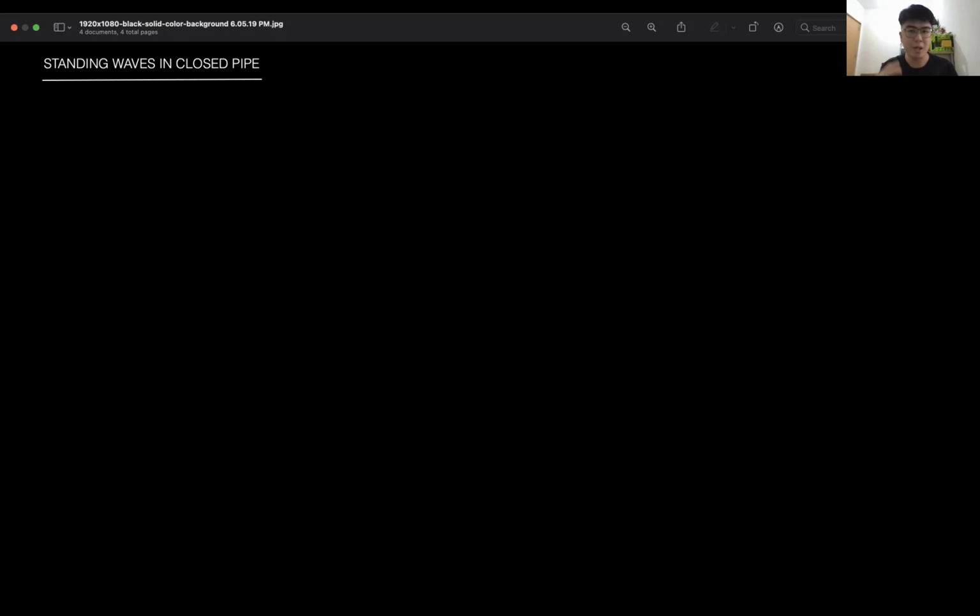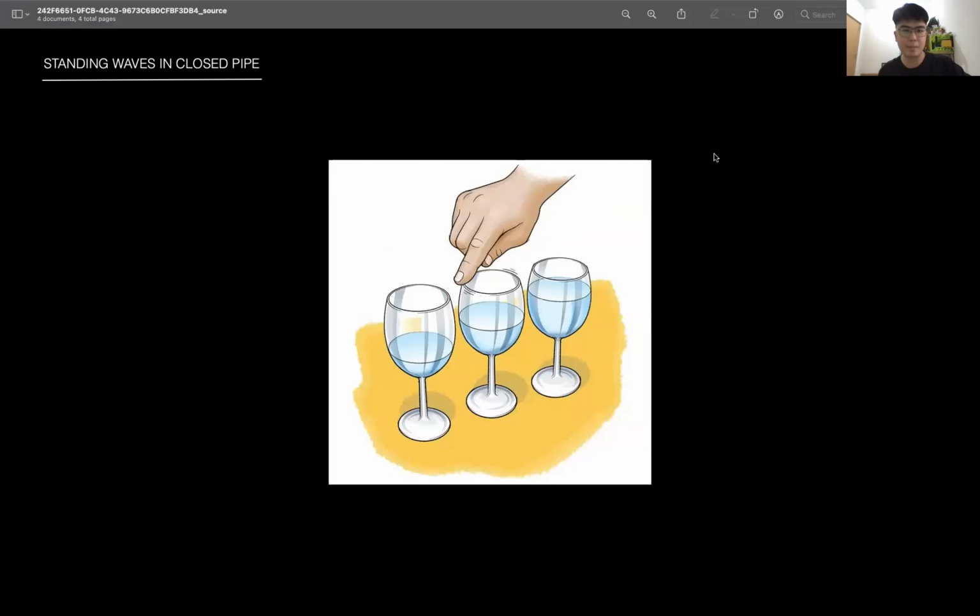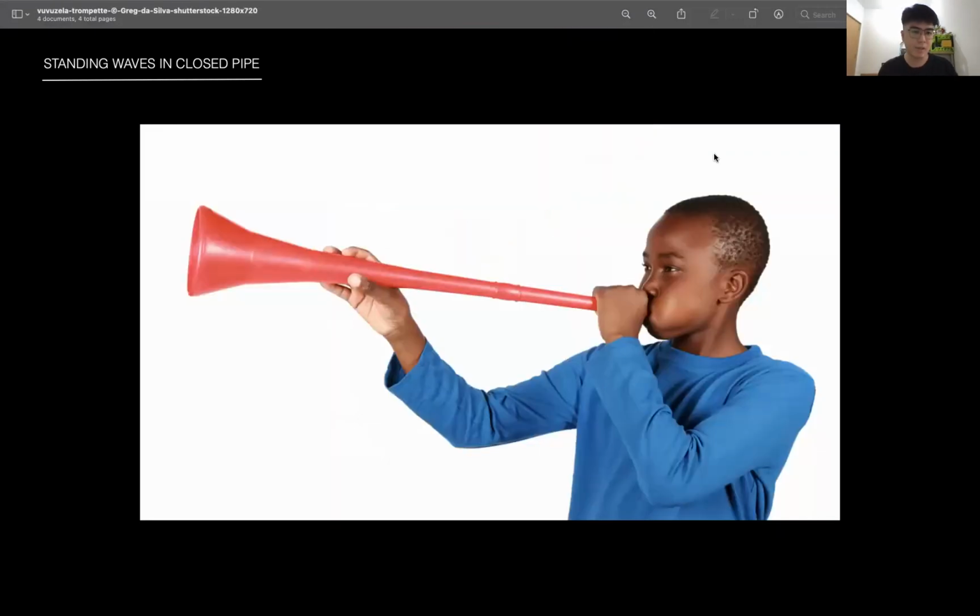So how is all this produced? These are all based on stationary waves as well, but it is stationary waves in a closed pipe. So one end is closed, the other end is open. Or it can be like an organ pipe, or like a vuvuzela. If you know what a vuvuzela is, it's something like this. Some people use it for parties, some for celebrations, all kinds of purposes.